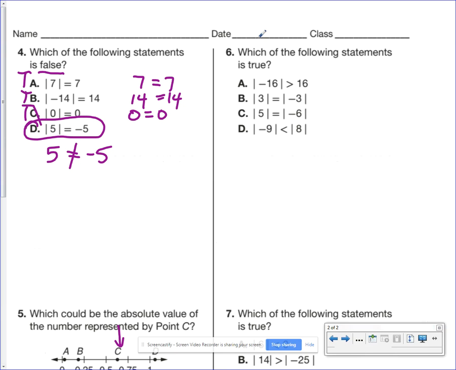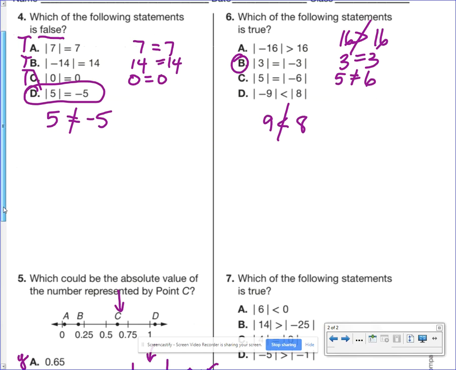The last 2 here, which one is true? It's not this one because 16 cannot be larger than itself. These two are equal, so it looks like it's going to be B. I'm just going to double check the other ones though. This is positive 5 and positive 6, not equal. Positive 9 and positive 8, but 9 is not less than 8. So you're right, it is B.